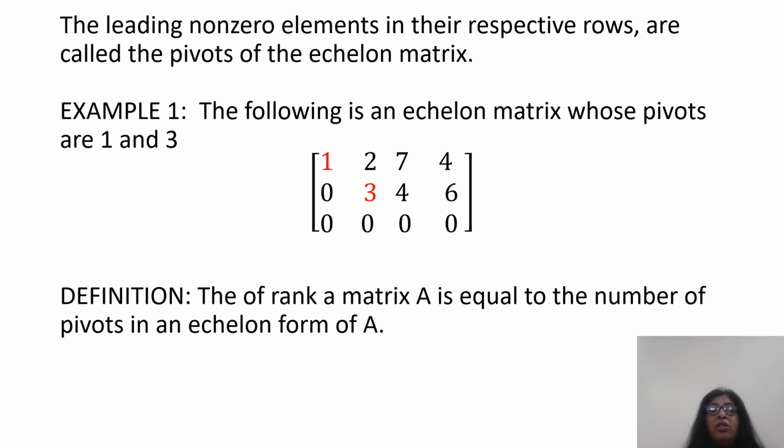Now the entries 1 and 3 are said to be the pivots. So the rank of a matrix A is equal to the number of pivots in a row echelon form of the matrix. So I have a matrix of order 3 by 4. The rank will be 2 because the number of pivots is 2, namely 1 and 3.